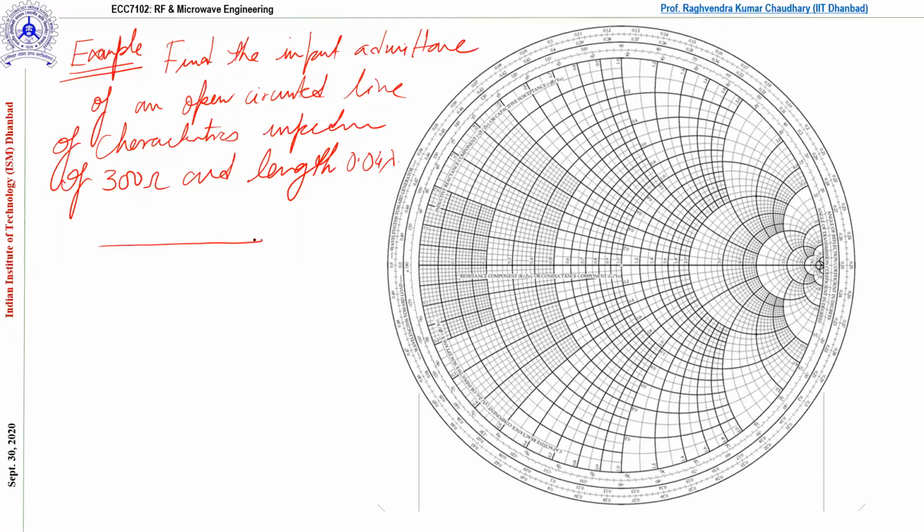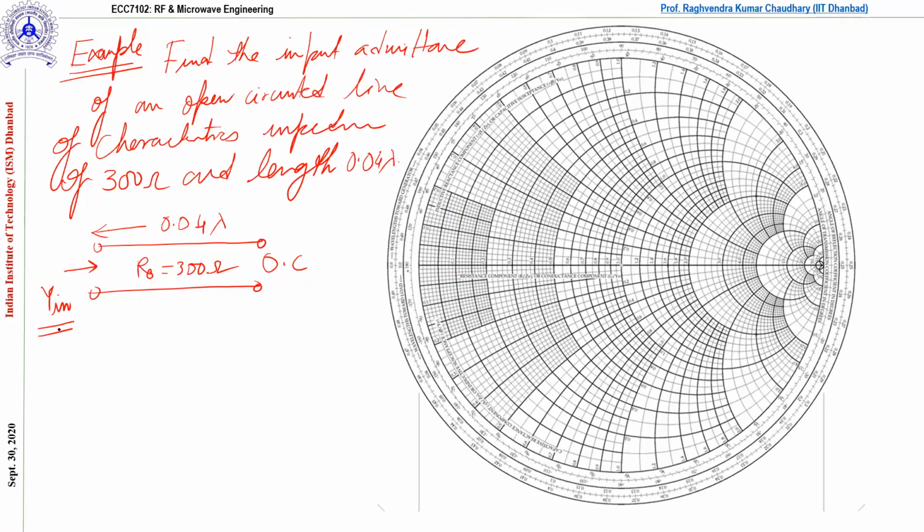The transmission line length is given to you, which is 0.04 lambda, and the characteristic impedance is given as 300 ohm. Fine, and this is open circuit. At this point, this is open circuit. So what you need to find is Y in. How will you find it?